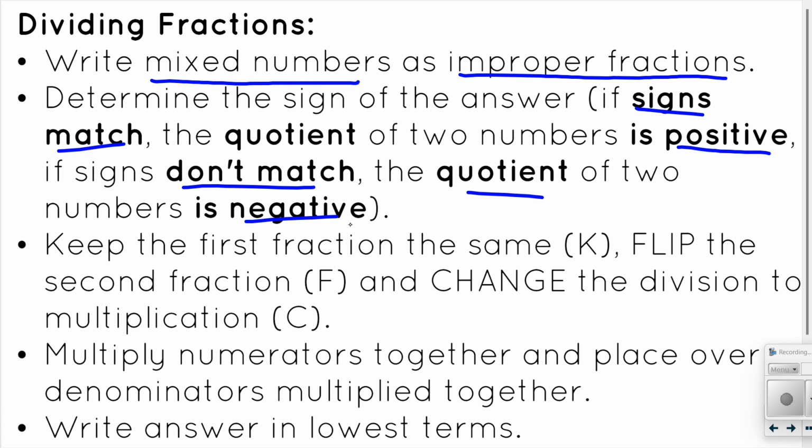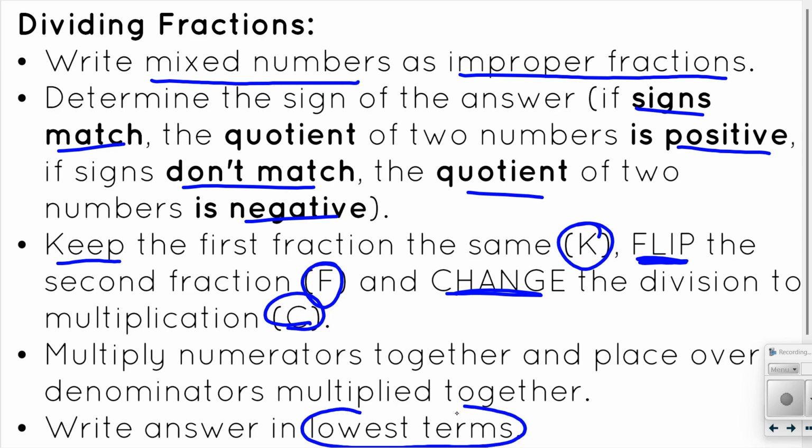To divide fractions, we're going to use KFC. K stands for keep the first fraction the same. F stands for flip the second fraction. And C stands for change the division to a multiplication. Once we have a multiplication, we're just going to multiply the numerators together and place that over the denominators together. And always remember to place your answer in lowest terms.